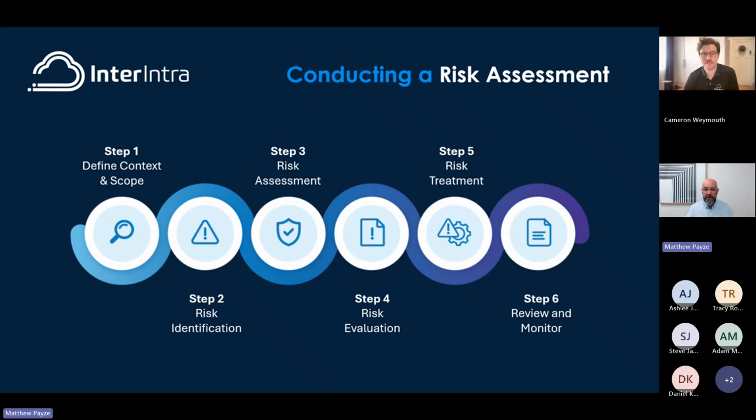So once we've identified our risks, it's about assessing these risks, right? And this is generally based on likelihood and impact, right? How likely is it to occur, and how bad would it be if it did occur, right? So we assess the probability of the risk and its potential impact.